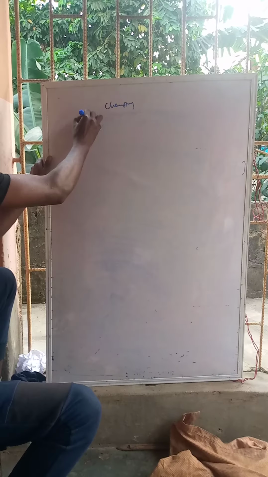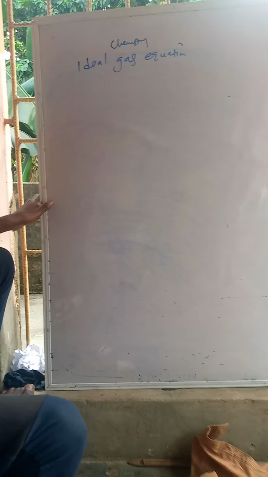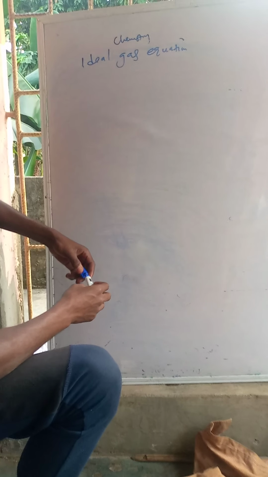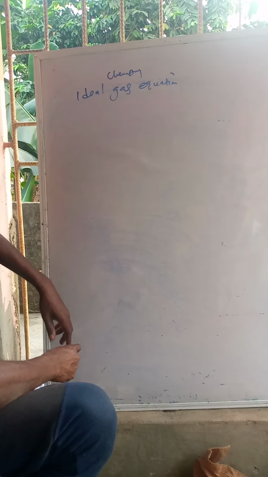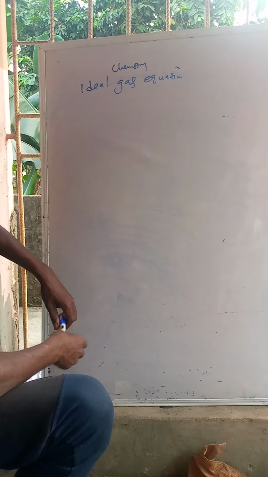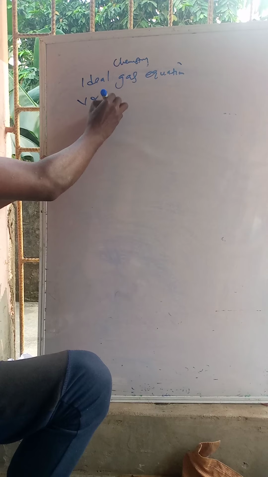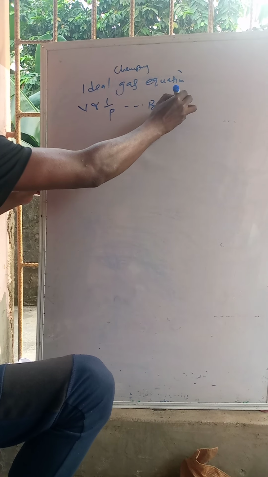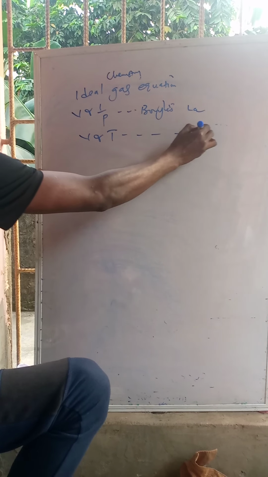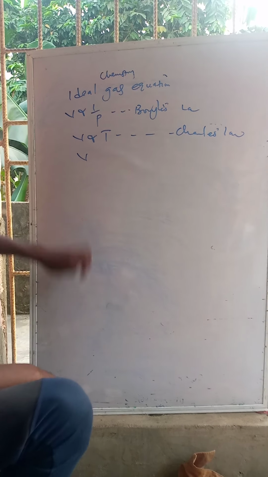Okay. Looking into the ideal gas equation. What do you understand about the ideal gas equation? I've told you what an ideal gas is. An ideal gas is a gas that obeys Boyle's law and Charles' law at all temperature and pressure. So that's what an ideal gas is all about, and it's a combination of Boyle's law, Charles' law, and Avogadro's law. Remember that for Boyle's law, volume is inversely proportional to pressure. And for Charles' law, volume is directly proportional to temperature.